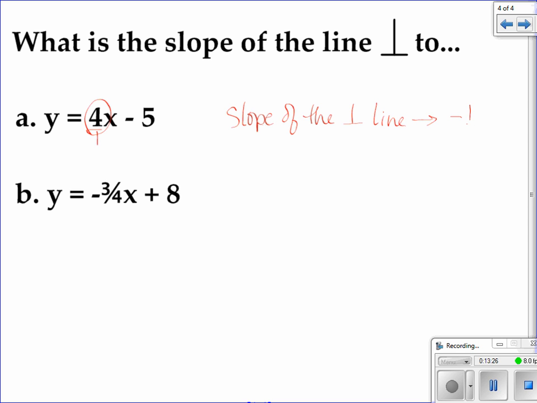What would the slope of the perpendicular line be to this one? We need the opposite reciprocal here. Change the sign, flip your numbers. And we get 4/3.